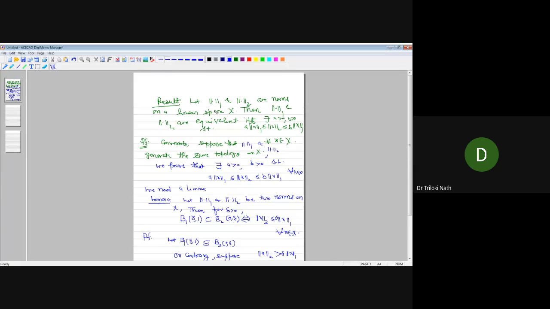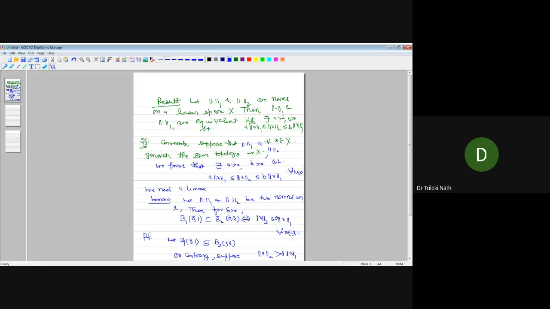If and only if norm x2 is less than or equal to delta times norm x1, and this must be true for every x belonging to X. Okay, so one part is easy, so we are going to prove the first part. That means if the left hand side is satisfied, the left hand side implies the right hand side. Suppose that B101 is contained in B20 delta.